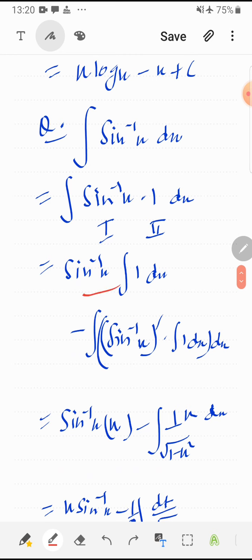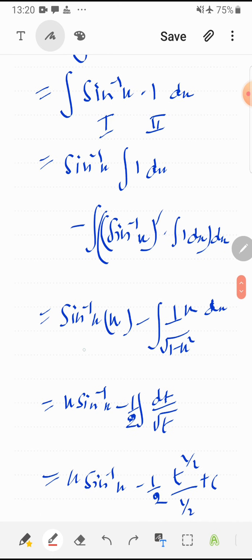So first function as it is, integral of 1, minus integral of derivative of sine inverse x into integral of 1. So the result is sin inverse x into x minus, derivative of sin inverse x is 1 upon under root 1 minus x square, into integral of 1, which is x.